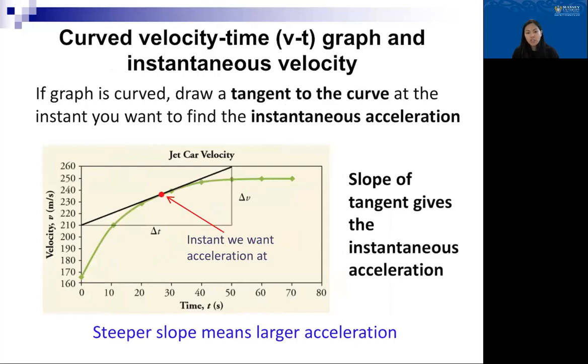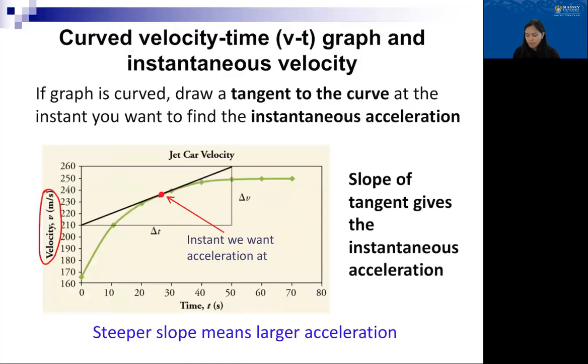Instantaneous acceleration, again, is the same principle as instantaneous velocity in a curved displacement time graph that we looked at earlier, except that here the y-axis is velocity, so therefore you're getting instantaneous acceleration. You again have to draw a tangent to the point where you want to find the instantaneous acceleration, get the slope of that tangent line, and that will give you your instantaneous acceleration.